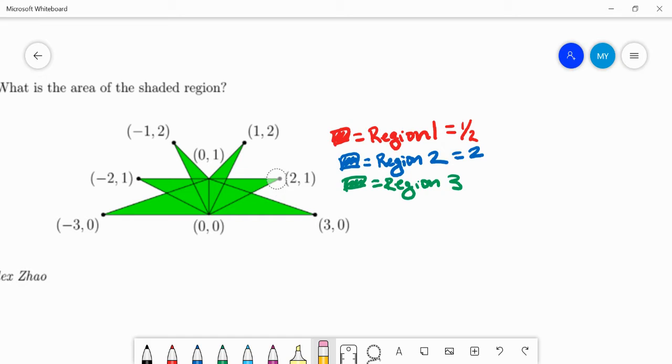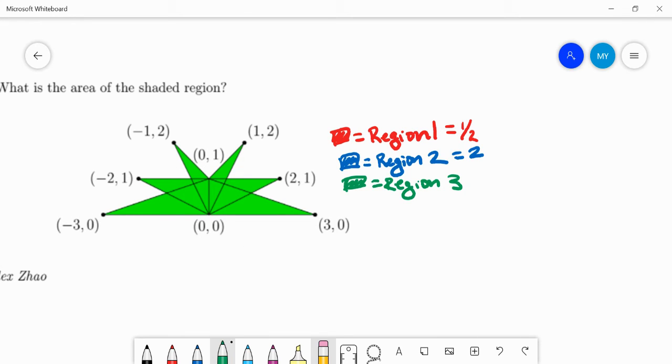On to region 3. So like with region 1, for region 3, we're going to have to compute another intersection point. So we can see that region 3 is going to be the combined area of these two triangles. So we want to find this intersection point to get the area of one of these triangles, and then we can just multiply its base by its height to get the entire area of the region. So what is that intersection point?